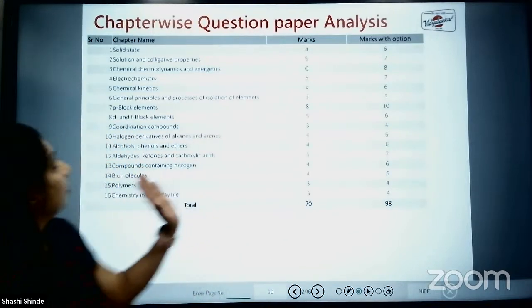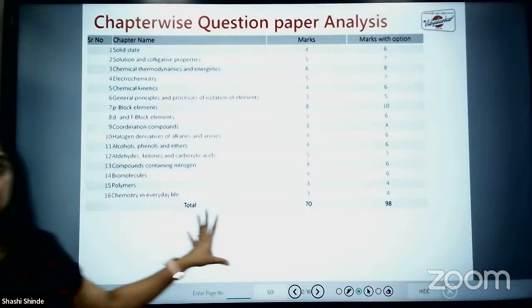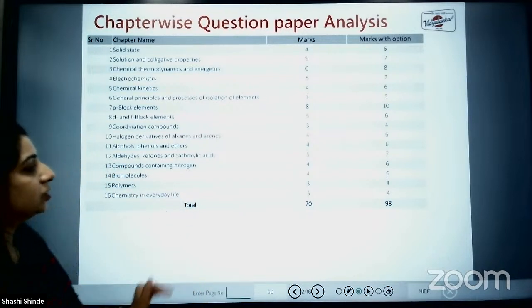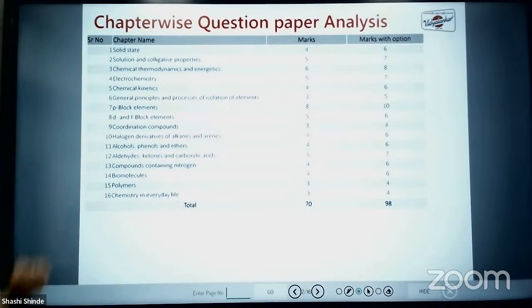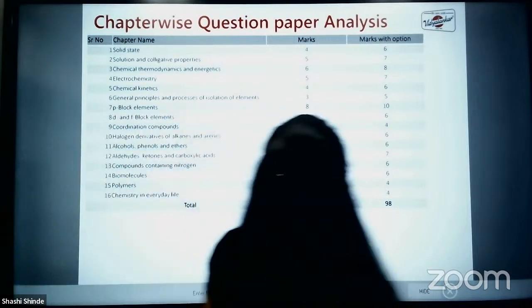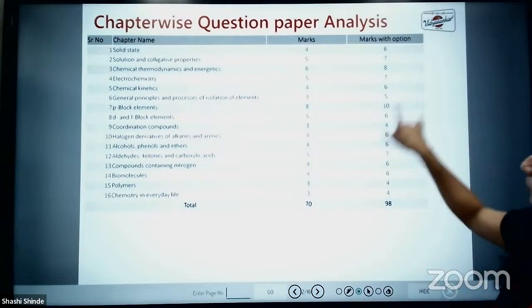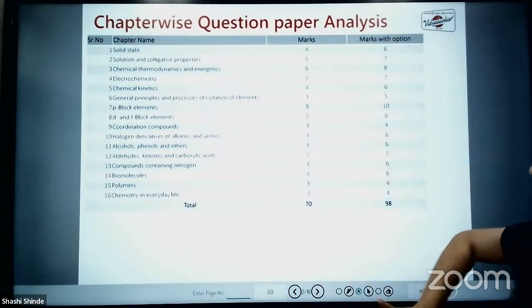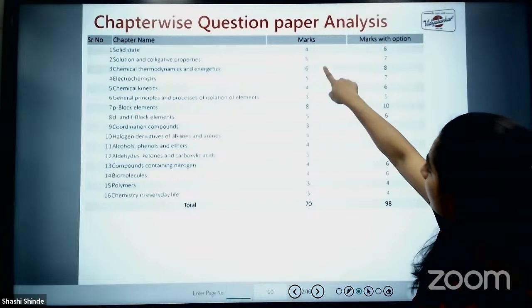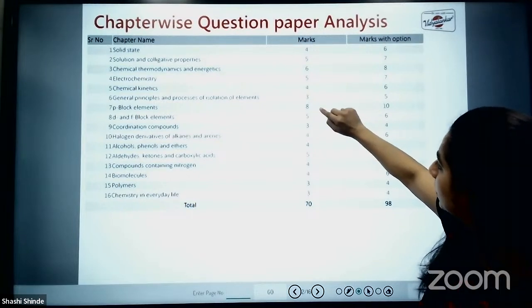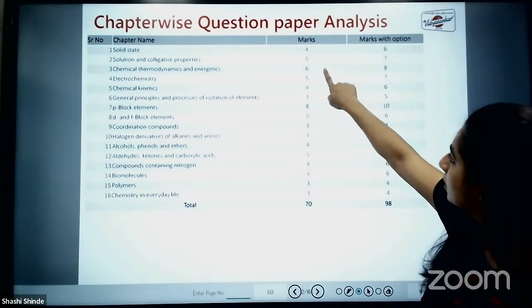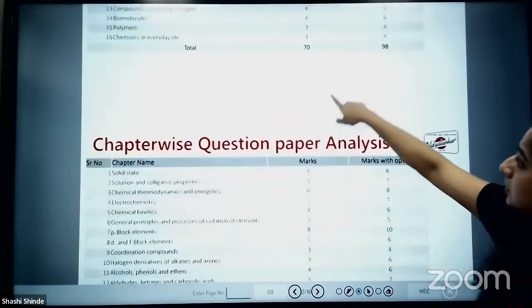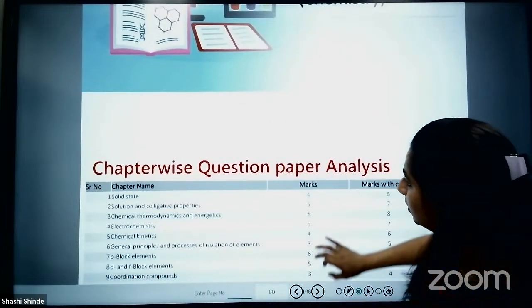Now this is our chapter-wise distribution of the marks. Let us see which are the major chapters for the HSC board. Major chapters are the ones which are for 6 marks or 8 marks. These are considered our major chapters. So we have chemical thermodynamics, P block elements for 8 marks, chemical thermodynamics 6 marks. These marks are written over here.